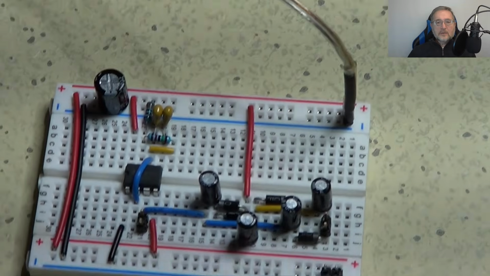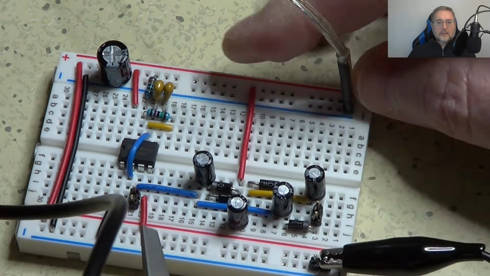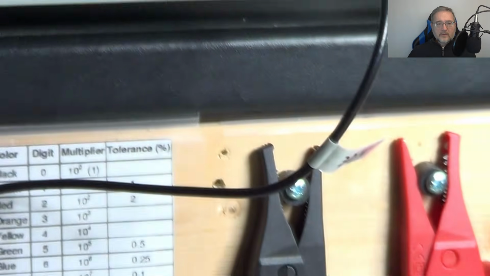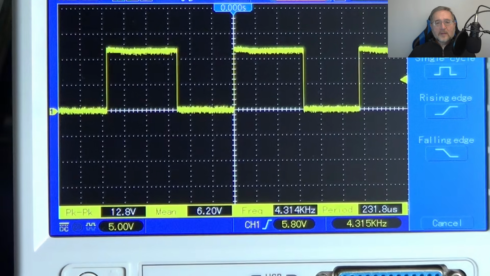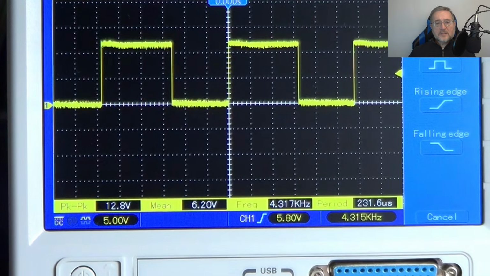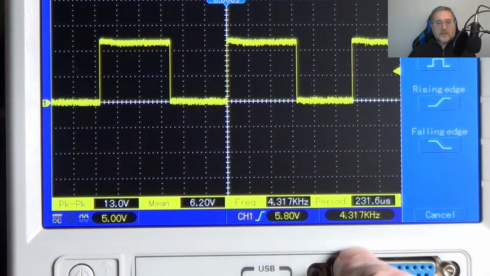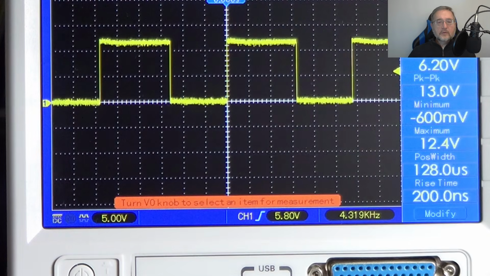And now let's connect the oscilloscope probe to the ground and to the output of the 555. On the oscilloscope we can now see a square wave. This time the frequency is higher than before. Well, I used the same component values, but because of the tolerances that's what we got. The peak-to-peak voltage is 13 volts, and since this is a square wave with a 0.5 duty cycle, the mean value is about half of the 13 volts. And here I read 6.2 volts.